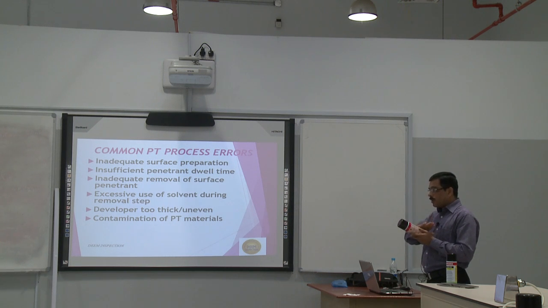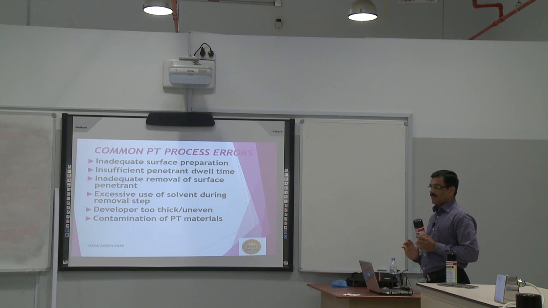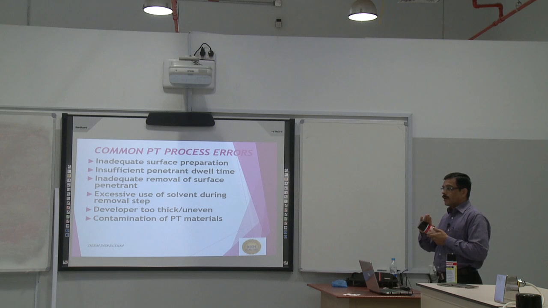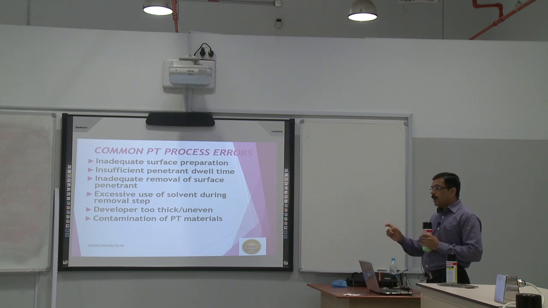When dwell time is finished, we have to clean the surface of excess penetrant, no? If we are not removing it completely, what will happen? When we apply the developer, we can see red everywhere. We cannot find out which is the defect and which is not. So after dwell time, the surface should be totally clean, and excess penetrant should be completely removed. If a little penetrant is still there, when we apply developer, the same penetrant will come out.